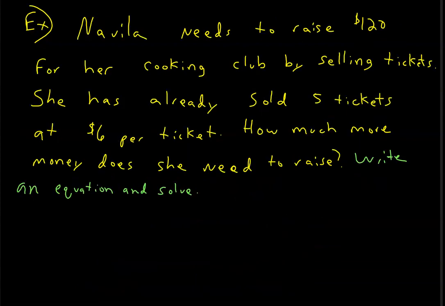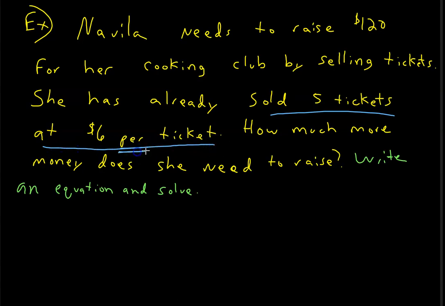Okay, I have a new problem. Navila needs to raise $120 for a cooking club by selling tickets. She has already sold 5 tickets at $6 per ticket. How much more money does she need to raise? Write an equation and solve. All right, so let's think about the facts of this problem. She needs to raise $120 and she's selling tickets. She sold 5 tickets at $6 per ticket.